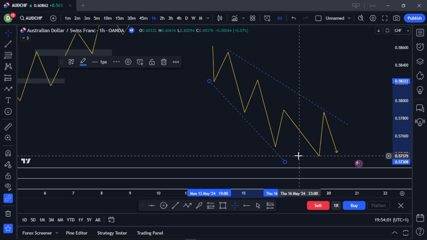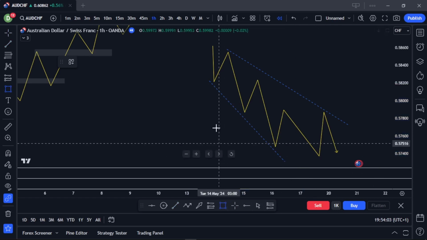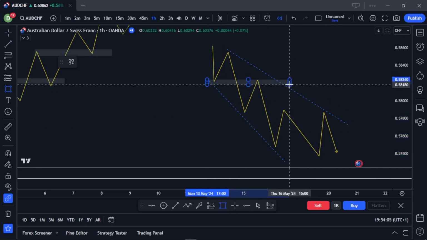Now when coming to trade a pullback in a downtrend, your main aim is to always identify the previous lower low in the market.